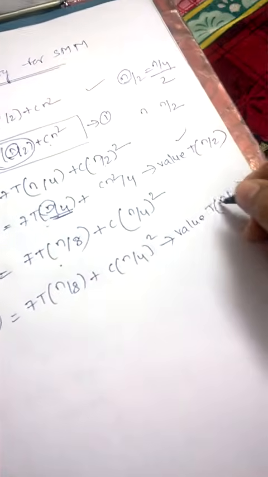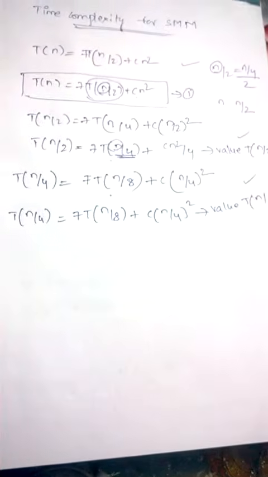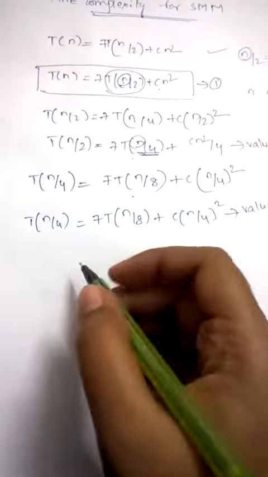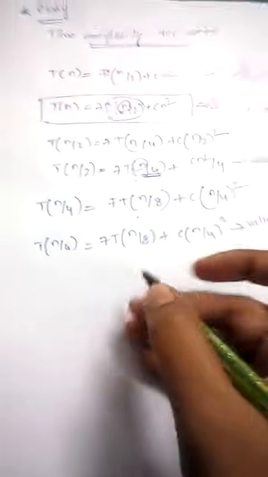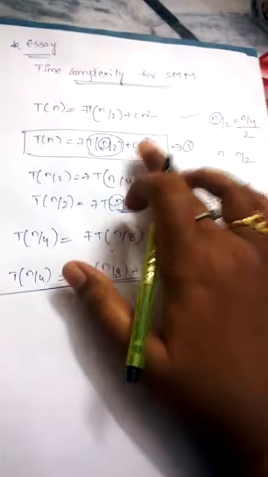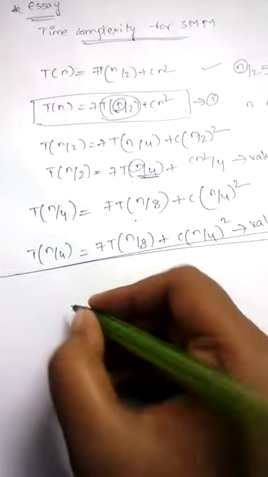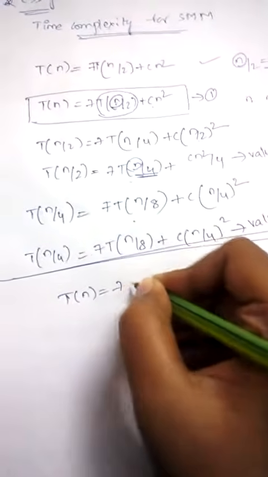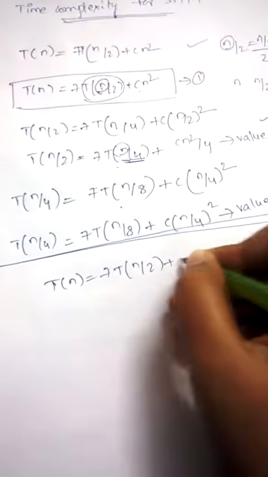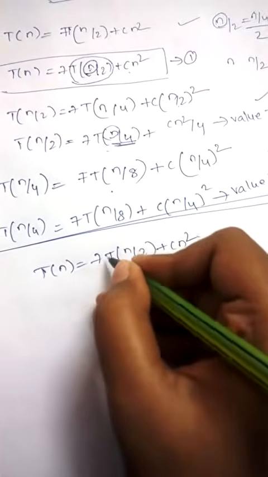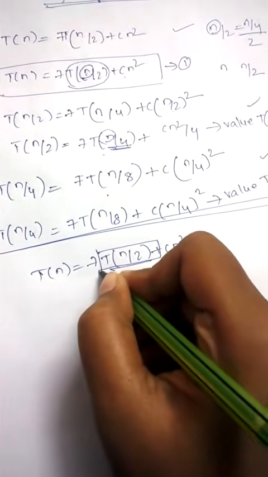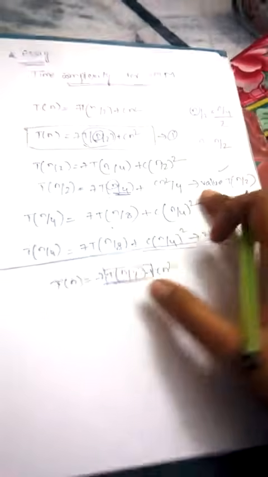So we found the T of n by 2 and T of n by 4 values. Now let's see how to find the Strassen's matrix multiplication time complexity. Now we found two values which are required. Again we have to take the main equation and substitute all the found values in that. We already found the T of n value; in place of T of n, now substitute this equation value.